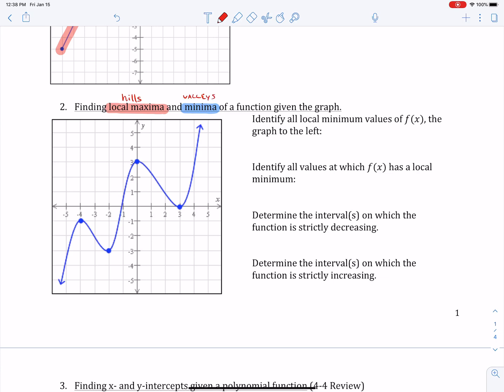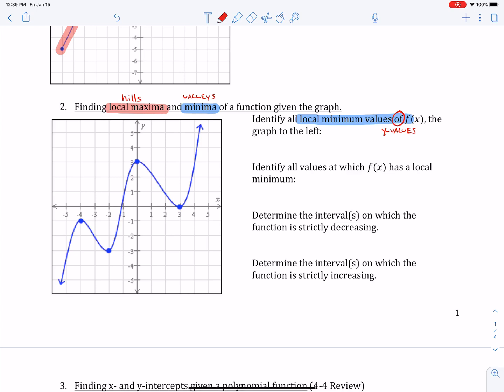What we have over here says identify all local minimum values of f of x, the graph to the left. So that's key right there: local minimum values of. And what does of represent? That's my y values. You have to memorize that.